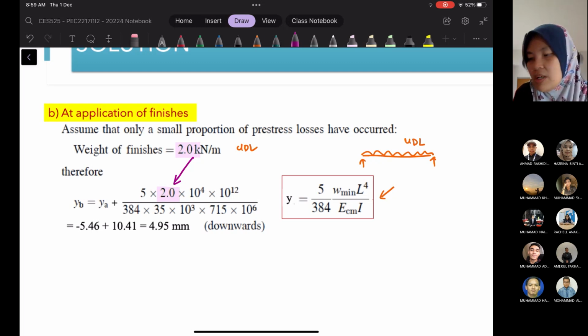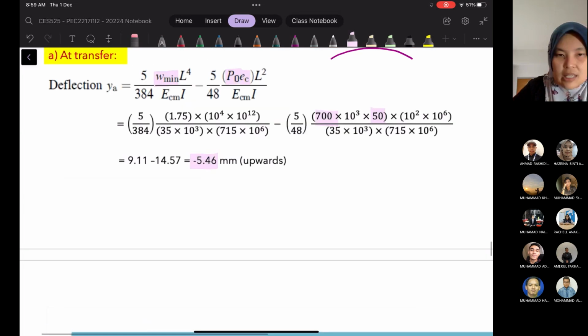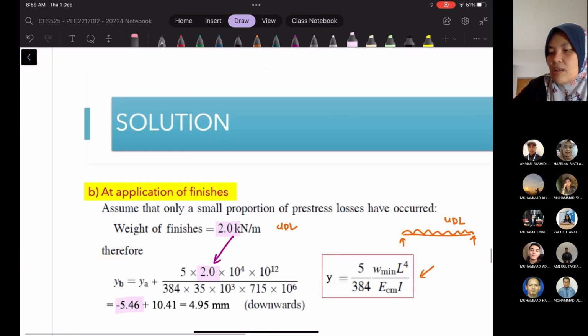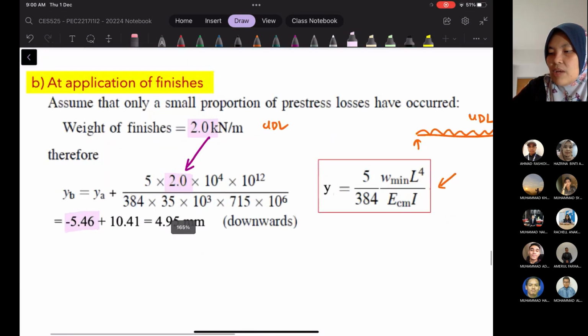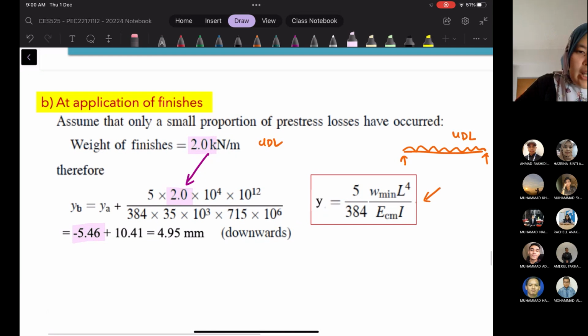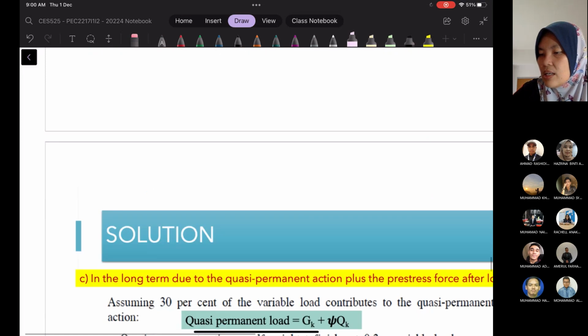So we add this value with the deflection that we have already determined just now, which is negative 5.46, the value above. Combining them, we are going to have positive 4.95 downwards. So we have extra deflection because of the weight of finishes. Therefore we are going to have extra deflection. So calculate that.